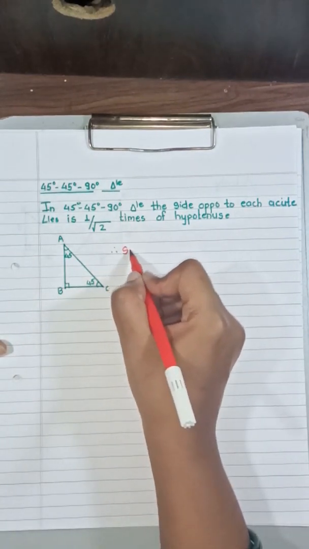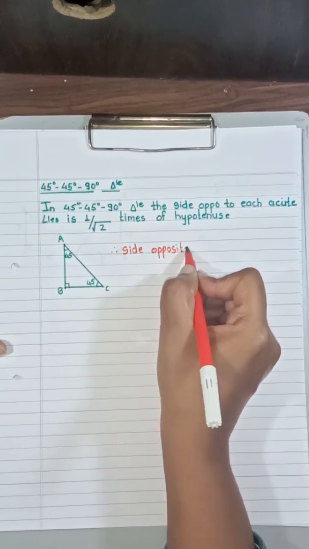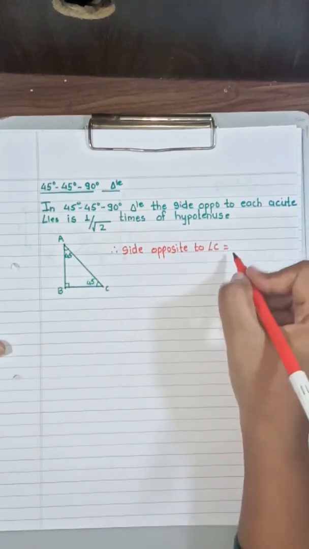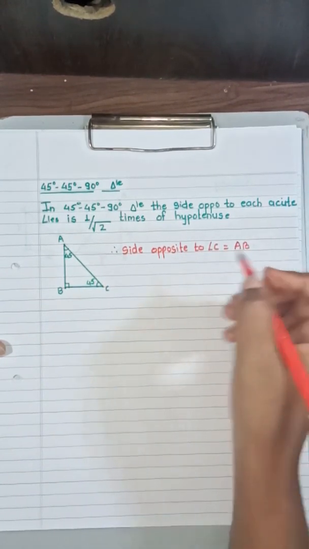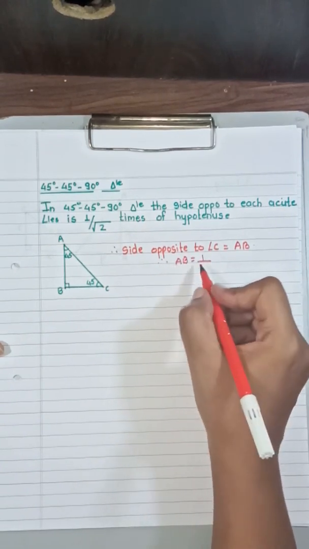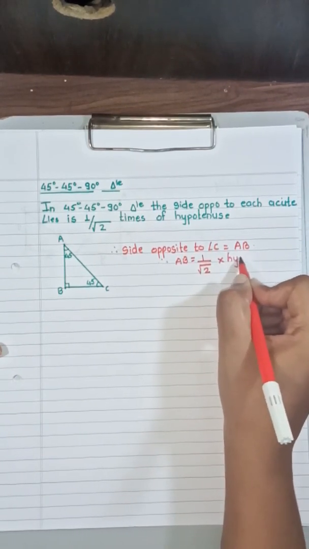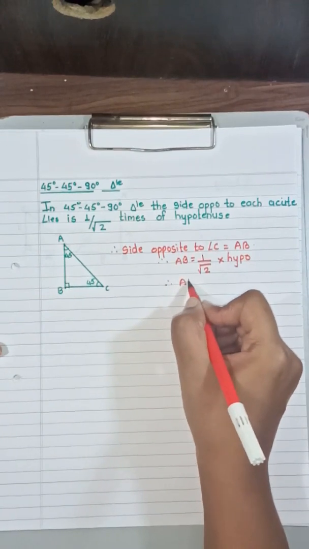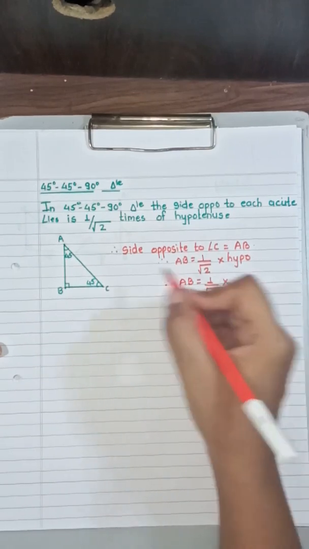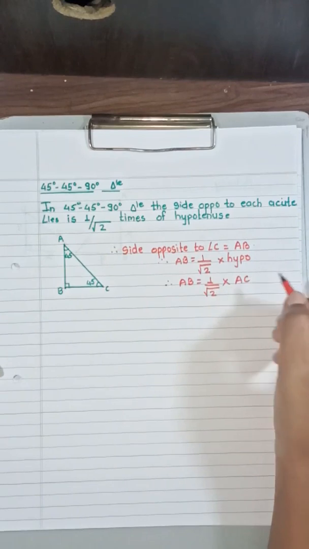Therefore, the side opposite to angle C is AB. Therefore AB is equal to 1 upon √2 into hypotenuse. That means AB is equal to 1 upon √2 times the hypotenuse, and the hypotenuse is AC.